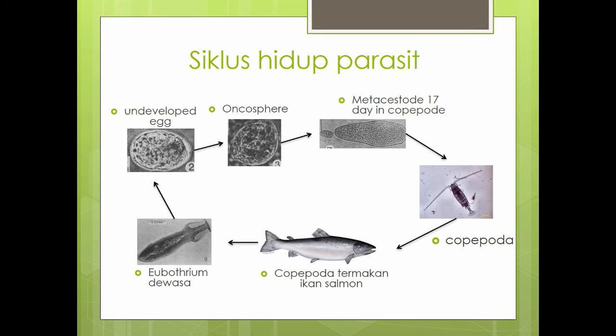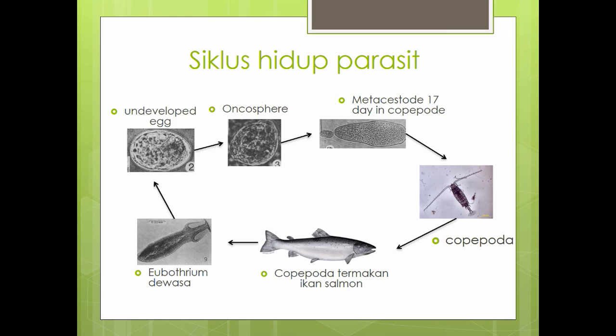For its life cycle, the reproduction of parasites with several hosts in their life cycle is expected to depend on the abundant presence of hosts before the release of eggs or larvae. Hence, Eubothrium egg release should occur when the intermediate host copepods are most abundant.